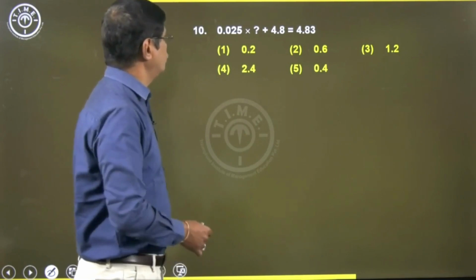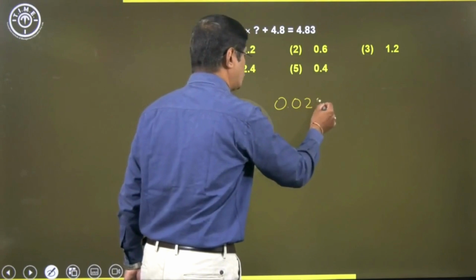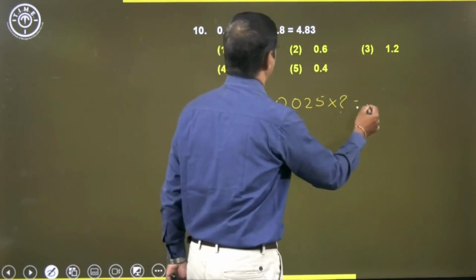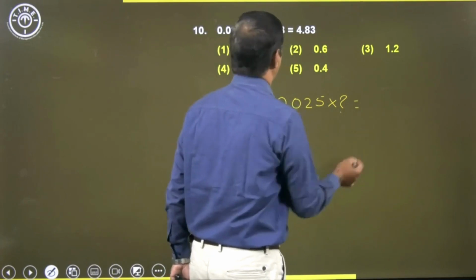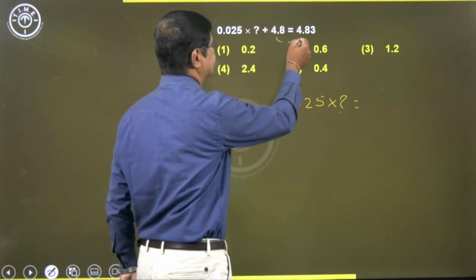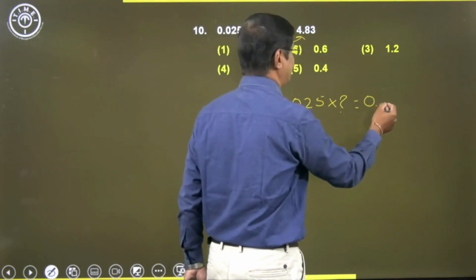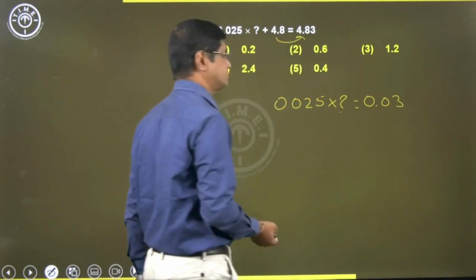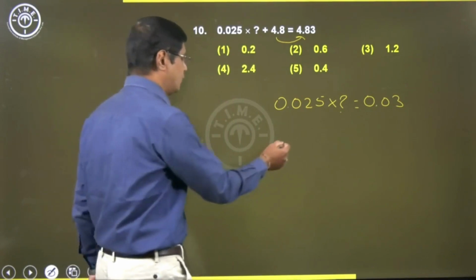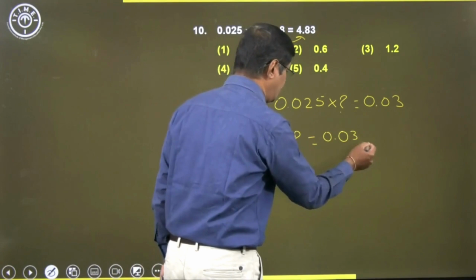Next, 0.025 into question mark plus 4.8. When you take this 4.8 to the other side, it will become minus 4.8. Then what is the result? 0.03. Now what is the value of question mark? Question mark is equal to 0.03 by 0.025.